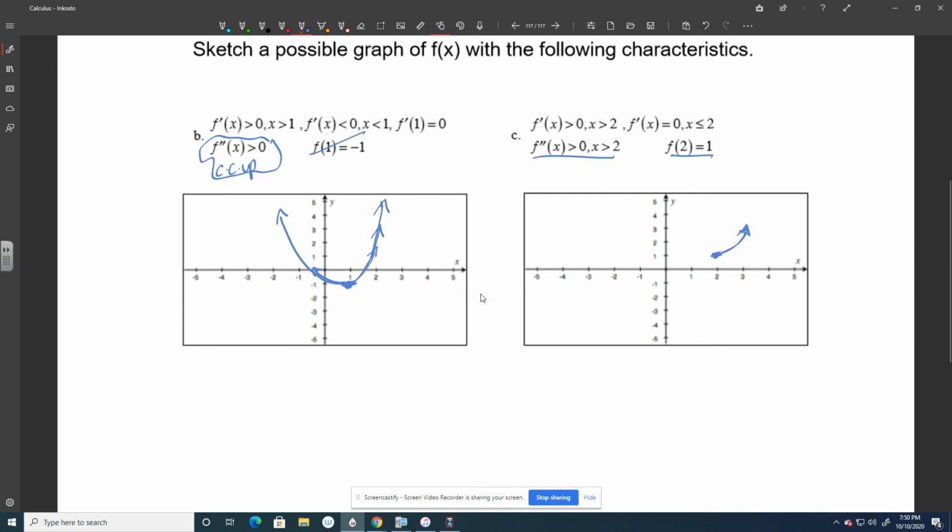Okay. What am I missing here? This one right here. F prime of x is equal to 0 when x is less than or equal to 2. So not only is this a flat horizontal point, but whenever x is less than 2, my slope is 0. So I've got some sort of line that goes straight across, and then at 2, all of a sudden it peaks. It starts turning into an exponential function. It's concave up, and it's increasing.